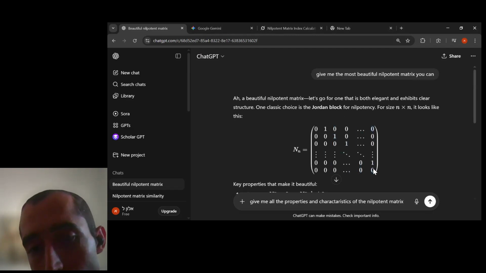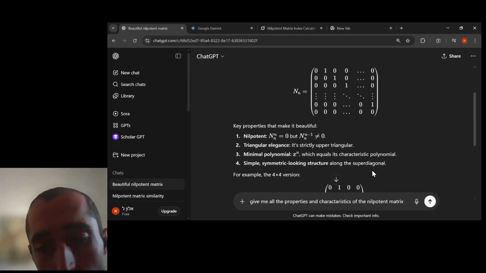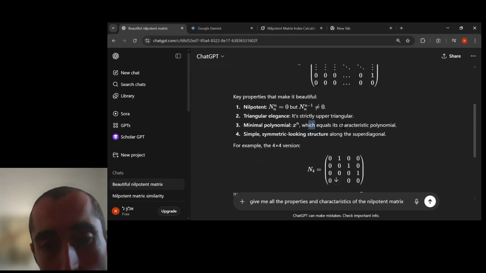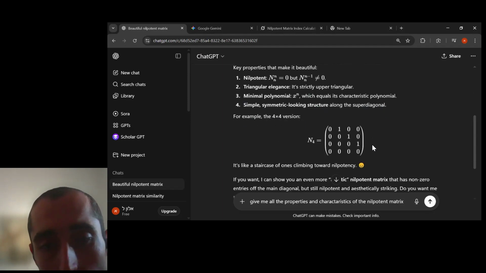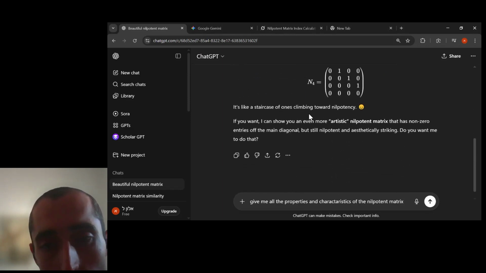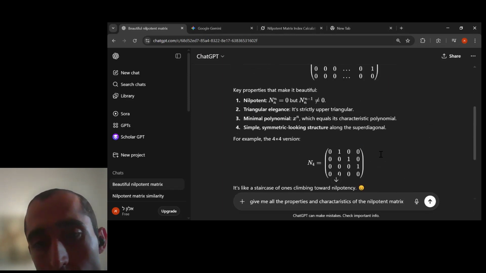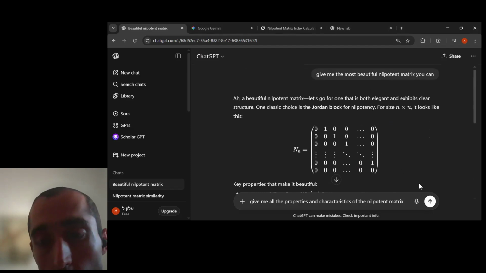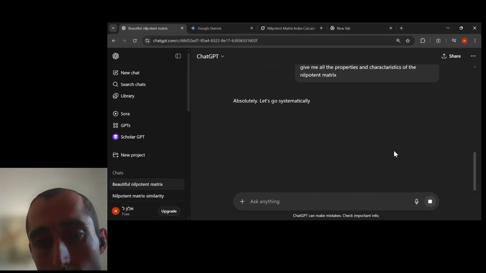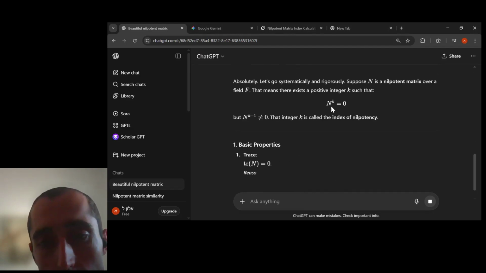As we just saw, this looks like the shift nilpotent matrix. It's upper triangular, with a characteristic polynomial. I must say that this is a shift matrix. We already saw this one. Okay, so now let's sum it up with the properties.